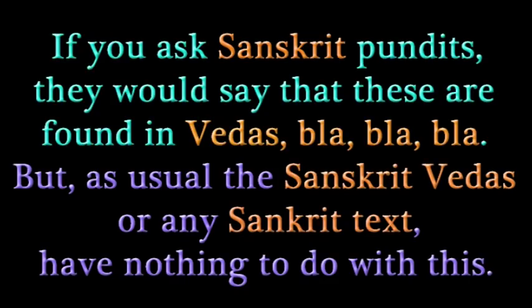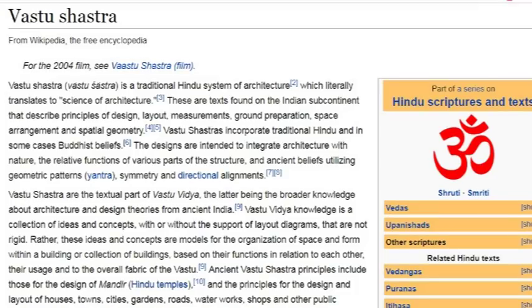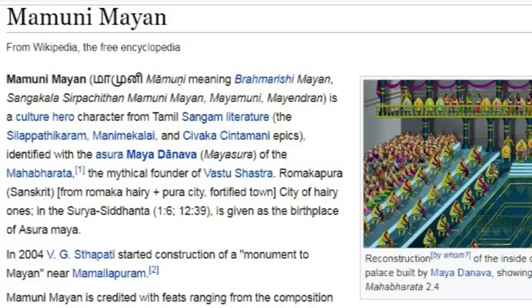If you ask the Sanskrit Pandits, they would say that these are found in Vedas, blah blah blah. But as usual, the Sanskrit Vedas or any Sanskrit text have nothing to do with this. In fact, the wiki page on Vastu Sastra mentions only Sanskrit texts including the Vedas and there is not a single mention of Mahamuni Mayan as of today. However, the wiki page on Mahamuni Mayan does say that Mahamuni Mayan developed Vastu Sastra.